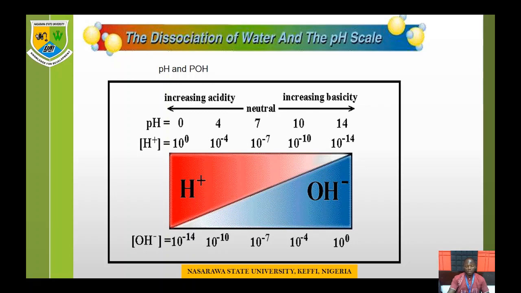So in terms of color changes, the red color is assigned for hydrogen ion concentration, and a blue color is assigned to hydroxy ion concentration. The reason is that when indicators are used to determine whether a solution is acidic or alkaline, for a solution that is acidic, the indicator tends to change to red color. Then for a solution that is alkaline, the indicator changes to blue.